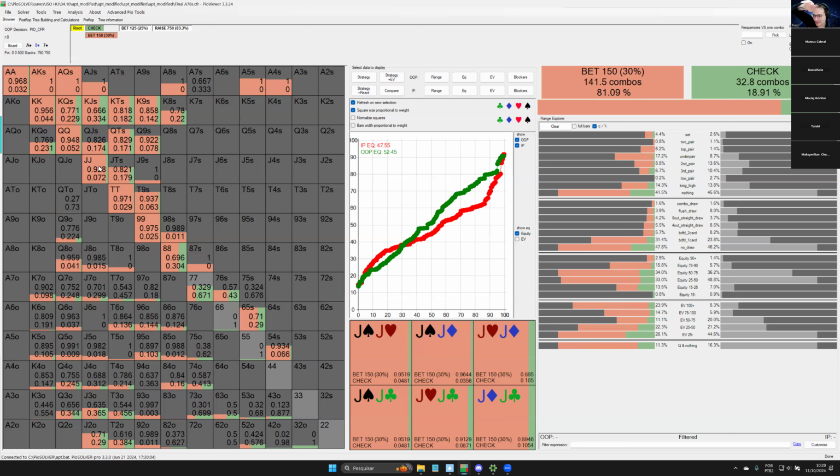Without the double spade, right? So without the backdoor flush. So we get called by weaker flush draws. We get called by queen-jack, jack-nine, and so on, right? We maximize the chance that we get called by those hands.